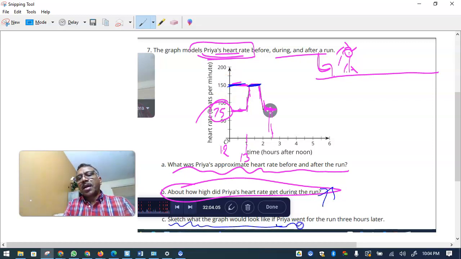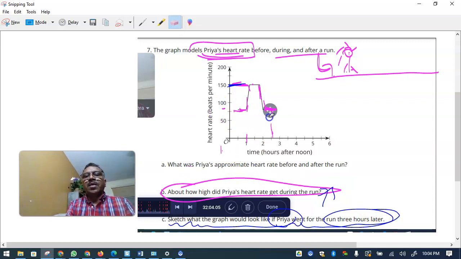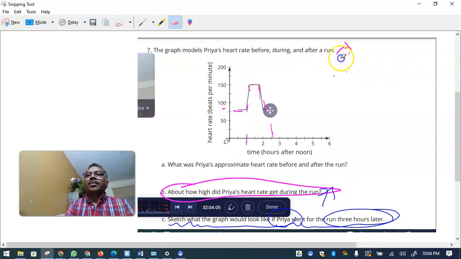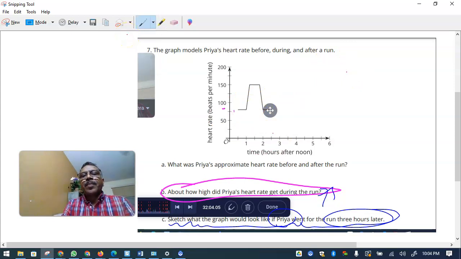What would the graph look like if Priya went to run 3 hours later? So what does 3 hours later basically mean? The entire black graph that you see has to be shifted 3 units to the right. So if this point is 0.5, and I add 3 hours, it becomes here. So this point will go right here.